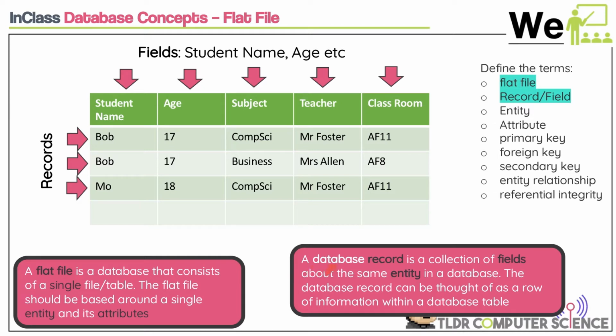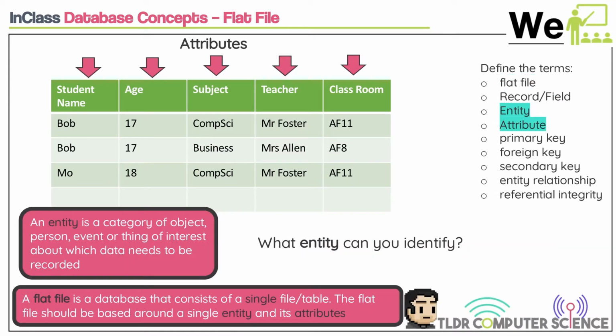So we can say a database record is a collection of fields about the same entity in a database, which we've already said that we've actually managed to mess up a little bit. The database record can be thought of as a row of information within a database table. So we can also think about fields as the individual attributes. So if we had this as a single entity, which we don't at this stage, but don't worry, we'll be getting there, we can consider student name, age, subject, teacher, classroom. They're all attributes associated with an entity.